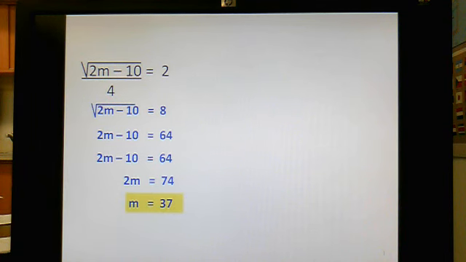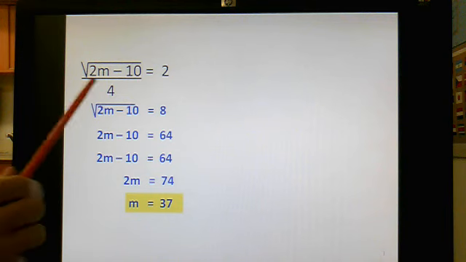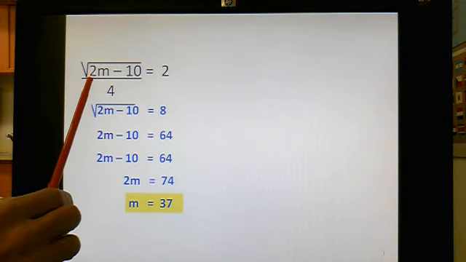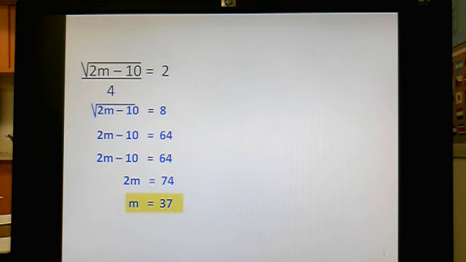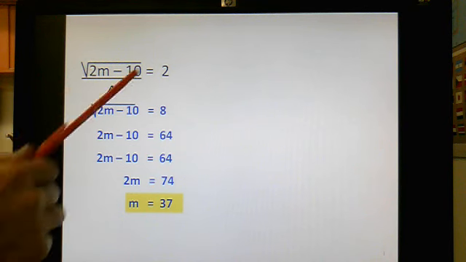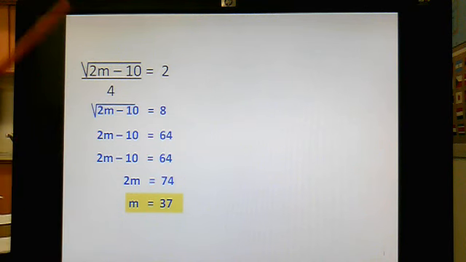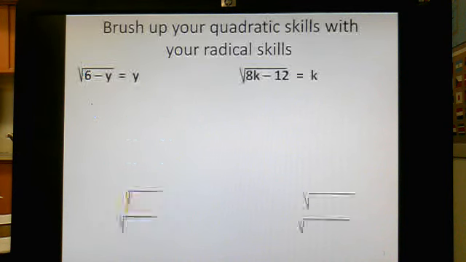I think you get m equals 37. That I'm pretty sure about. If you were to plug it back in here and double it, you get 74. 74 minus 10 is 64. The square root of 64 on the top would be 8. 8 divided by 4 is 2. Yes, correct.